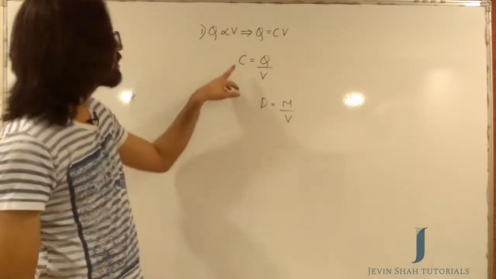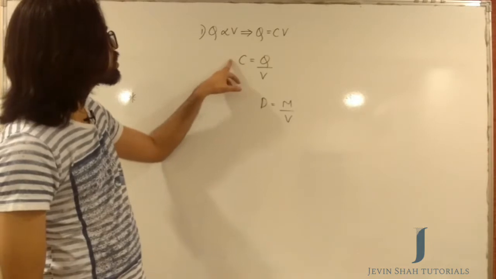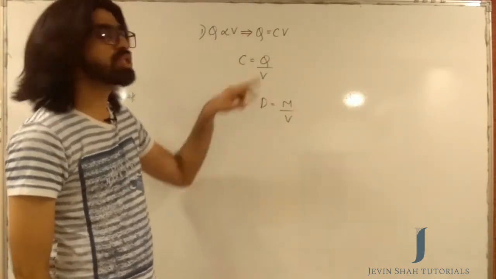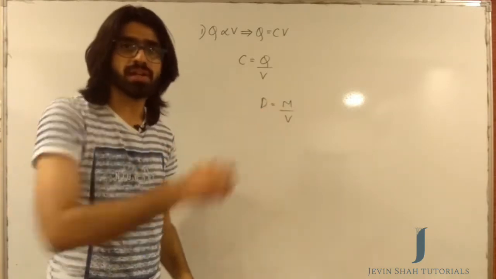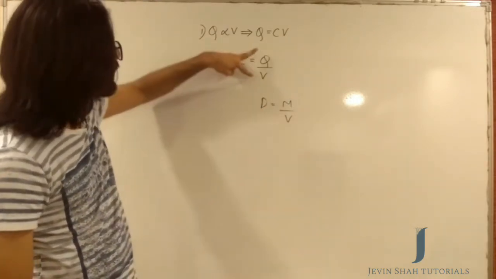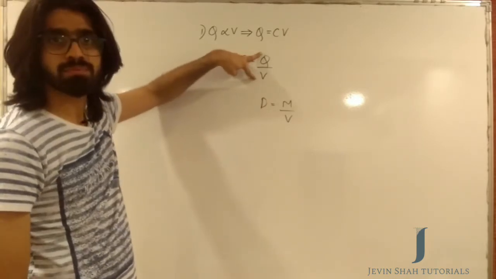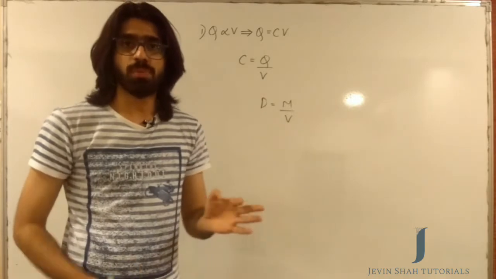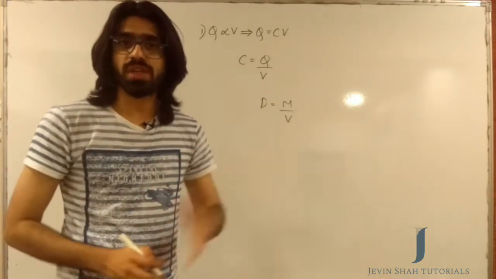Something similar goes here. The capacitance does not depend upon the charge that you have deposited or the potential difference that you have applied or generated across the plates. It's just some kind of a proportionality that will exist between the two of them. So what does capacitance depend upon? Capacitance depends upon the plate, the construction of the capacitor.